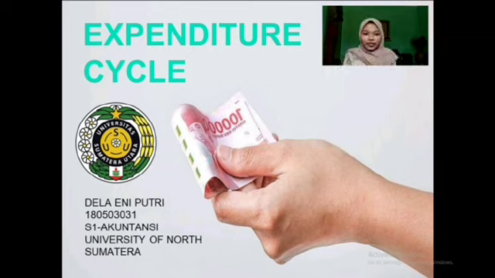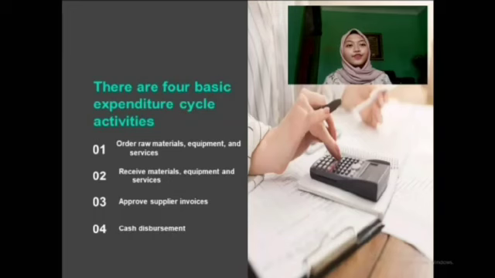I'm from University of Sumatera, and now I want to explain to you my presentation about the expenditure cycle. There are 4 basic expenditure cycle activities. First is order raw materials, equipment, and services. 2. Receive materials, equipment, and services. 3. Approve supplier invoice and cash disbursement.